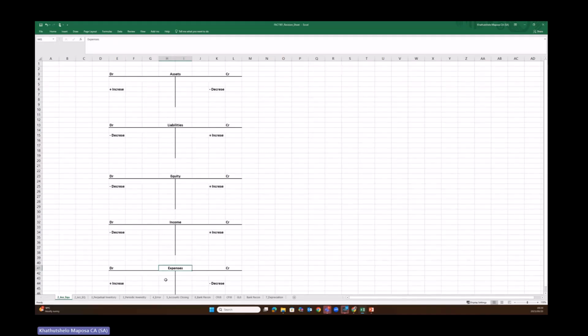So expenses, they increase on the debit side and decrease on the credit side. Expenses are things that we pay as part of the business, or we buy and pay for as part of the business transactions. Things like your water and electricity, those are expenses.